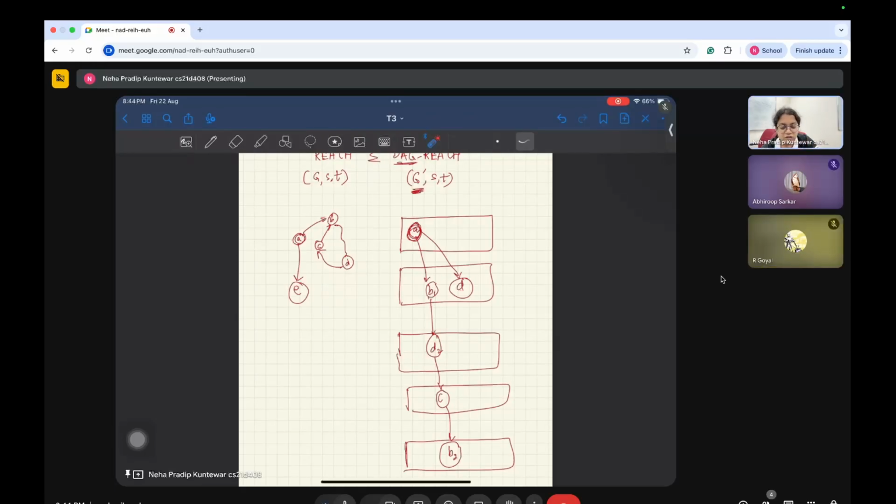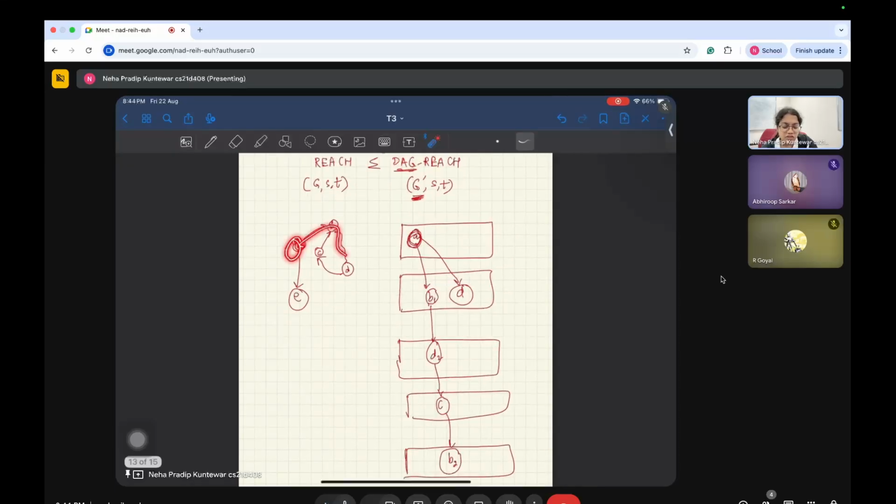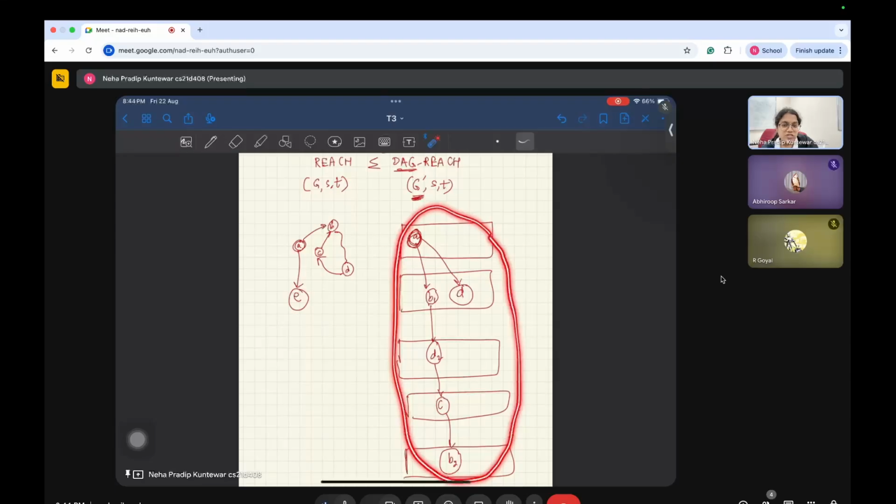So now we need to argue that if originally there was a path from S to T, in the new graph also there will be a path. Yes, that holds true. We would be able to traverse because we have not deleted any connectivity, we have just introduced new vertices. And the other way around also: if there is no S to T path, then we would not have produced any new path, because we were just following along the edges. Now the other thing we need to argue is that this computation can be done in log space.